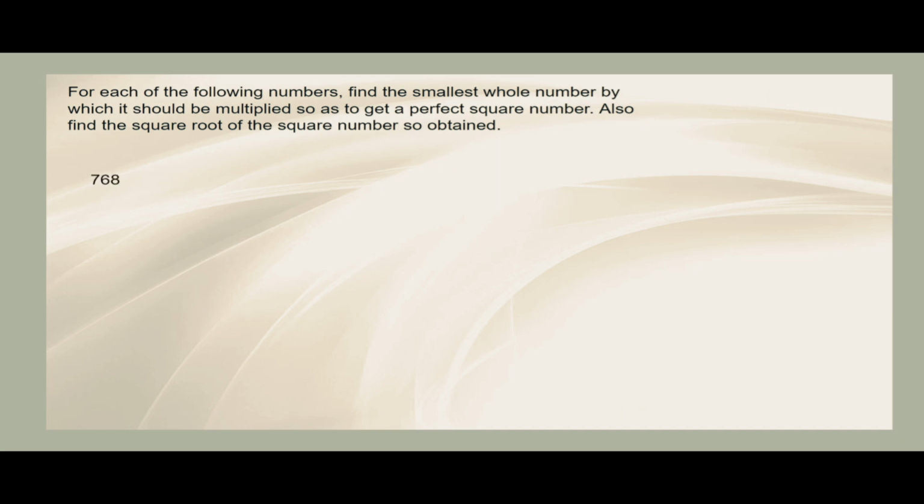This time we have 768 as our number. Finding the prime factors of 768. First of all, we will divide it by 2. We get 384. Again dividing it by 2, we get 192. It's again divisible by 2. We get 96.